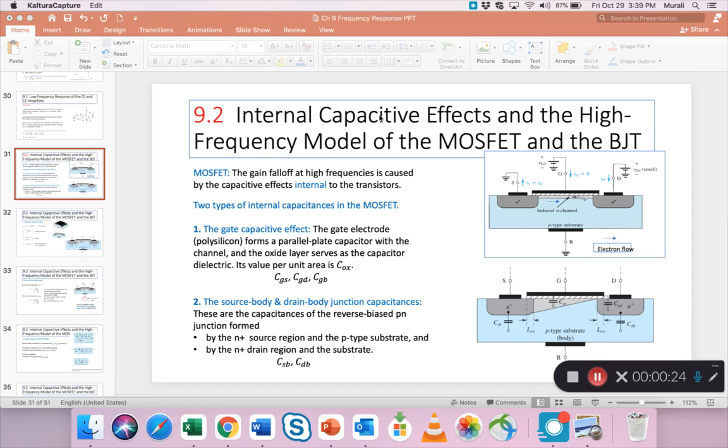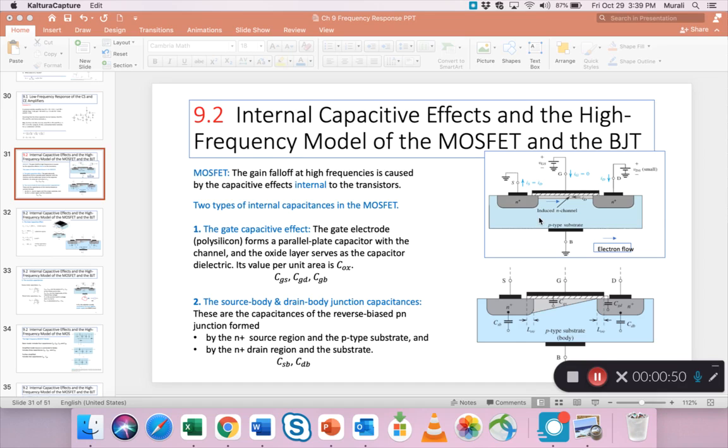9.2 is internal capacitive effects. That means, for the MOSFET device and the BJT device, what internal capacitances exist within the devices which influence high frequency response.